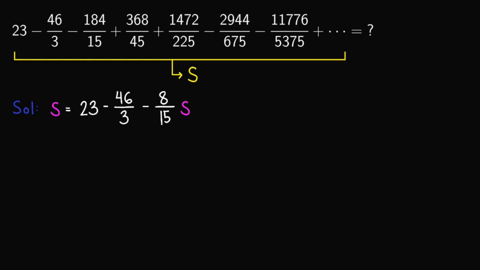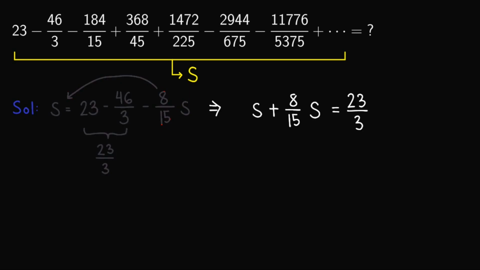So solving for s, we start by simplifying this out here. So 23 minus 46 over 3. You may verify that this one is equal to 23 over 3 by basic arithmetic. Then to solve for s, we want to isolate it on one side, so we move 8 over 15 s to the left. And so we'll have s plus 8 over 15 s equals 23 over 3.